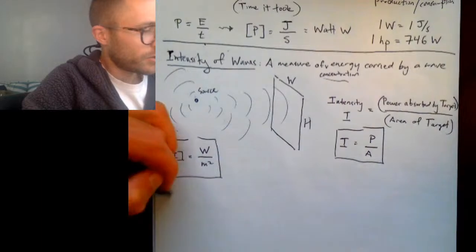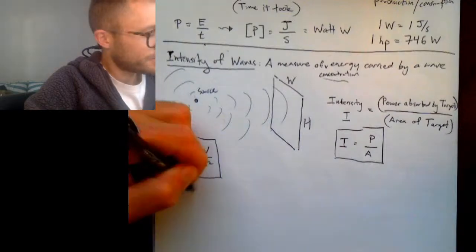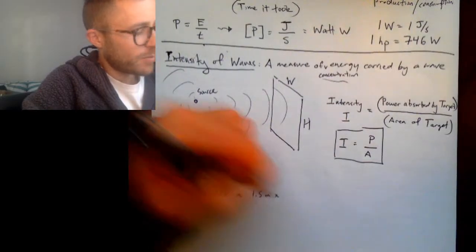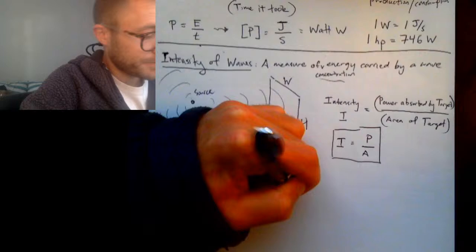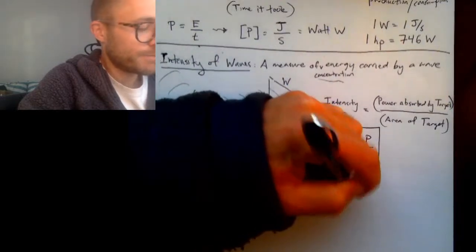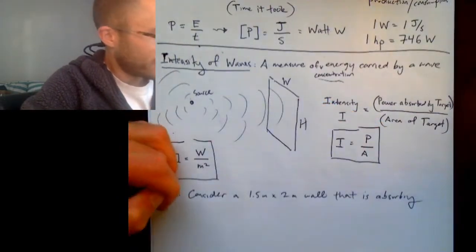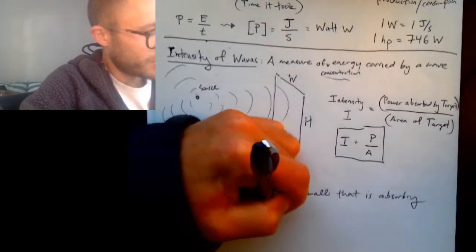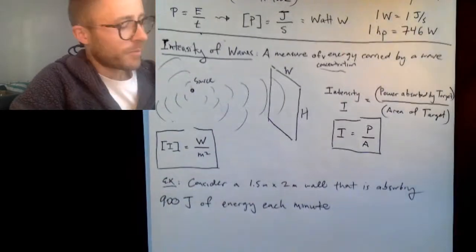All right, let's do a little example here. Let's consider a 1.5 meter by 2 meter wall that is absorbing 900 joules of energy each minute. What is the intensity?